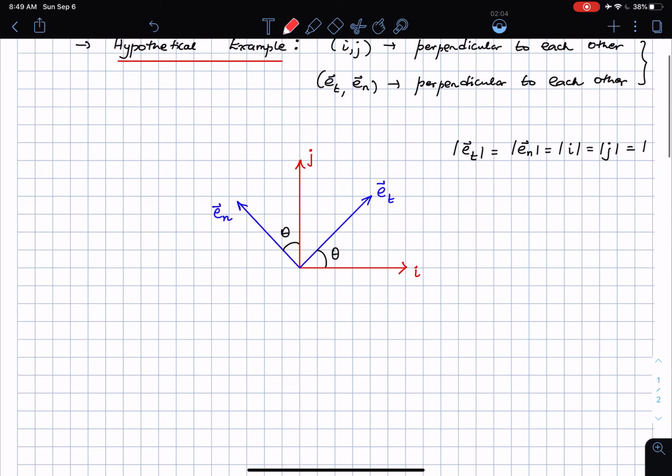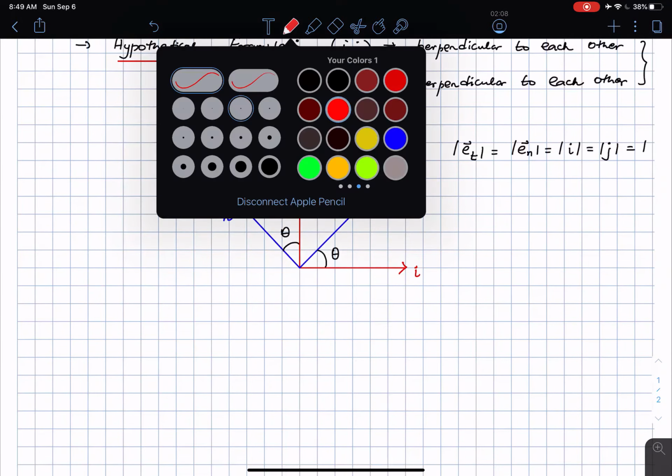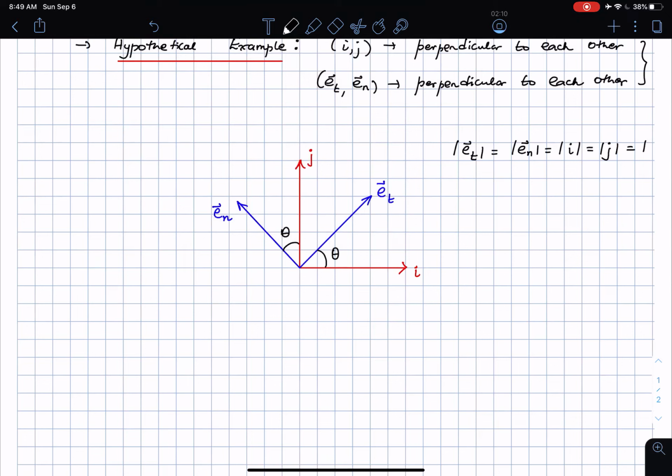Now what am I going to do? Let's say that I want to coordinate transform et and en into i and j. Let me say that is the situation I want. So we want to transform et and en to i and j. How do I do this?